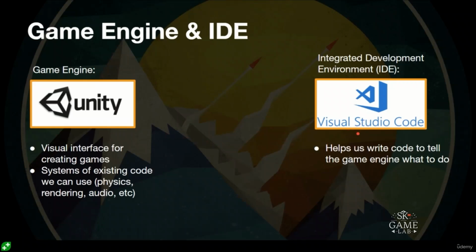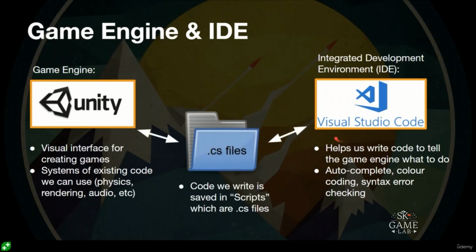And then what is an IDE? Well, it helps us write code to tell the game engine what to do, and it gives us a whole bunch of things like autocomplete or color coding or syntax error checking, so that as we type along, it's like a friendly assistant that'll say things like, hey Rick, you typed that wrong, you bozo, so that you can make corrections. Maybe it won't say exactly that, but you know what I mean. It's going to give you input and guidance as you go along. How do these two interface? Well, when you're creating files in Visual Studio Code, we'll be creating .cs files, files that work with Unity to tell Unity what to do. So the files that we create that are whatever .cs, I'll be referring to as scripts.